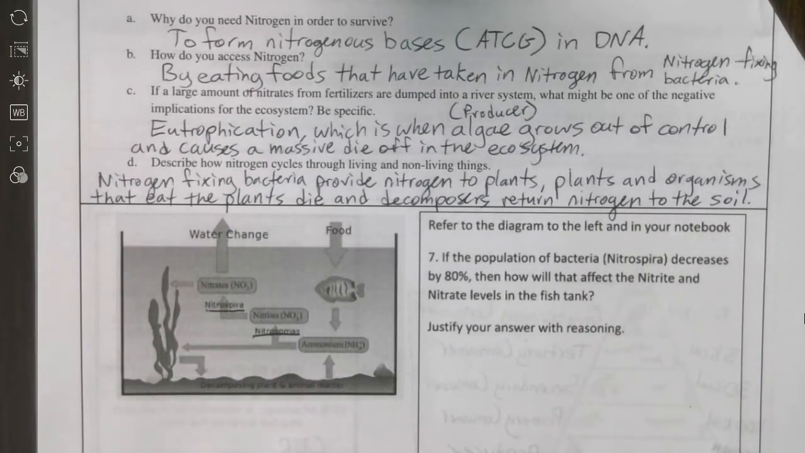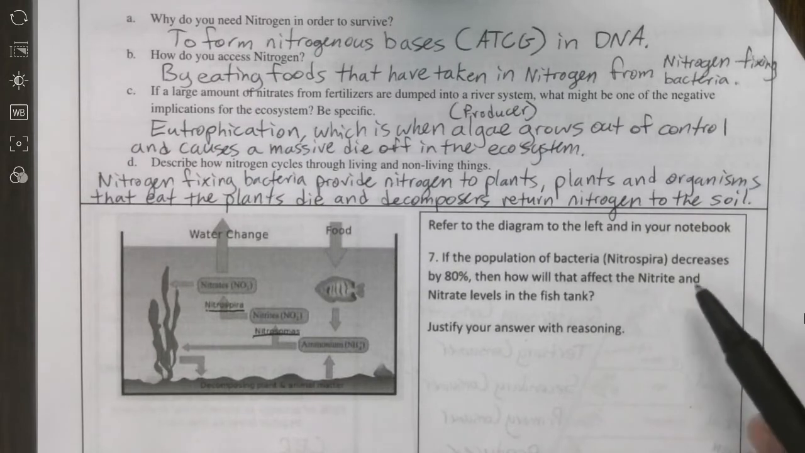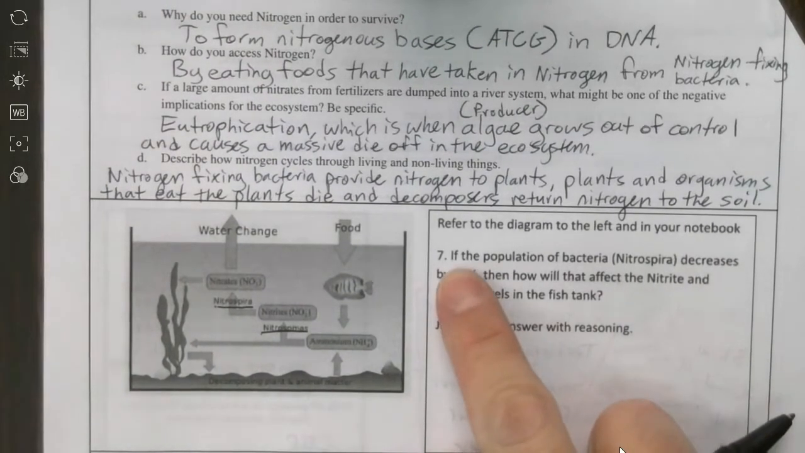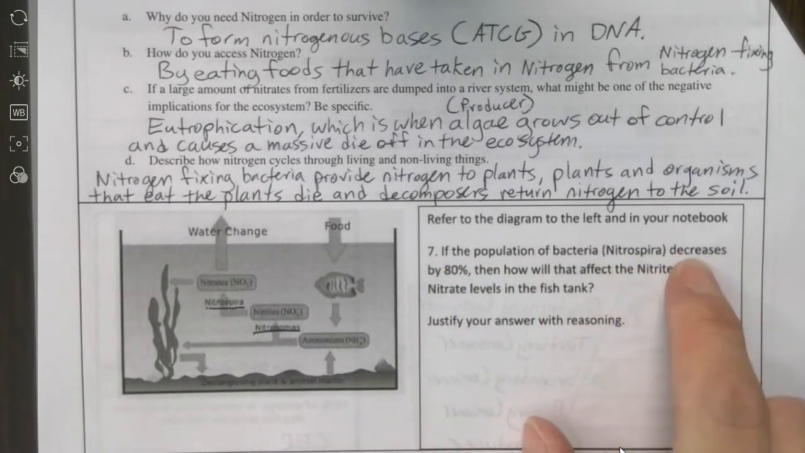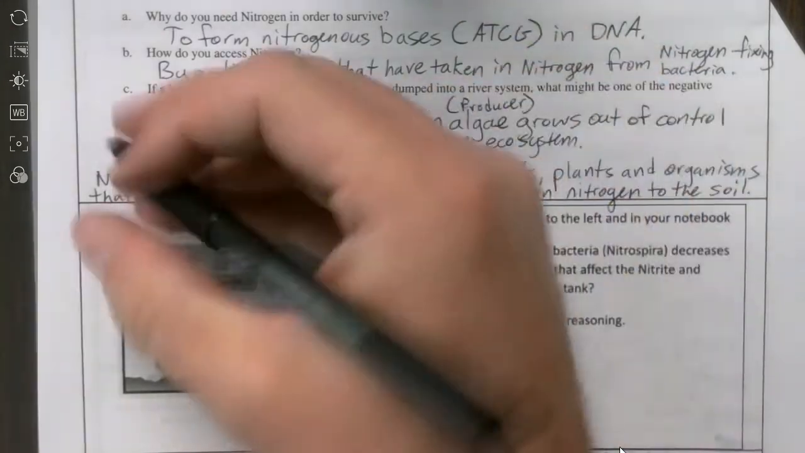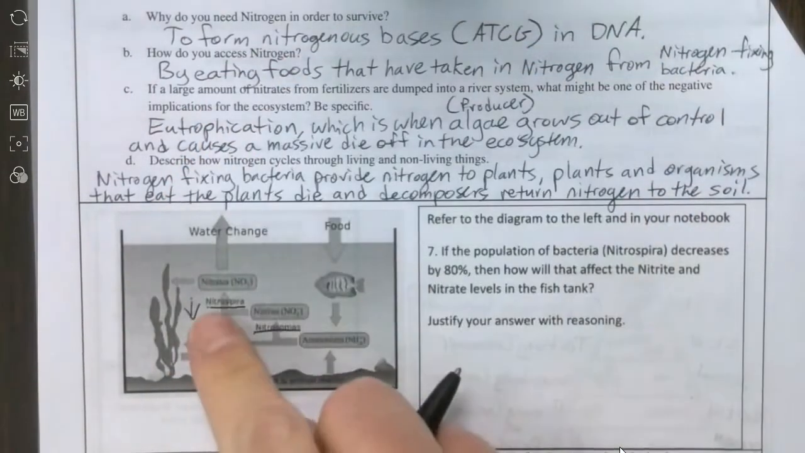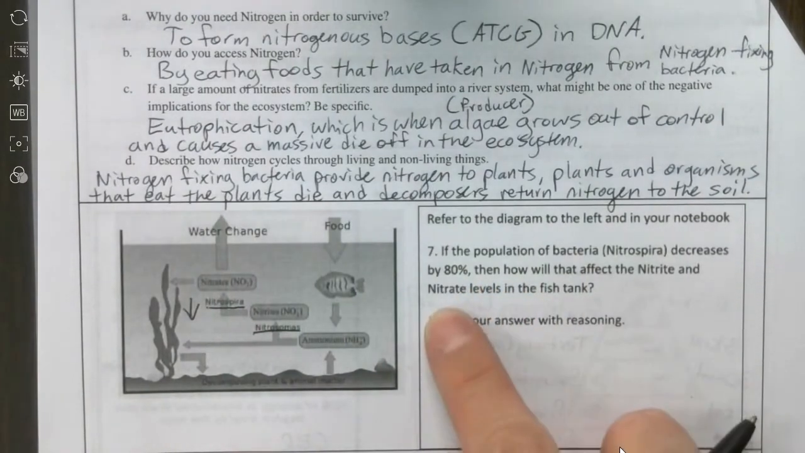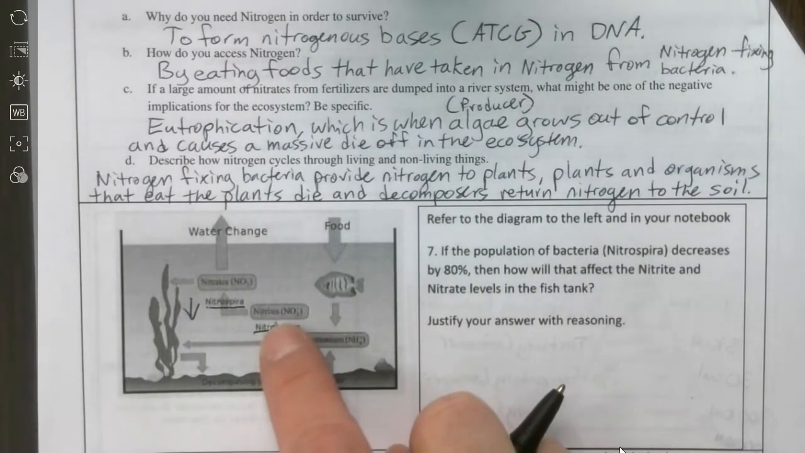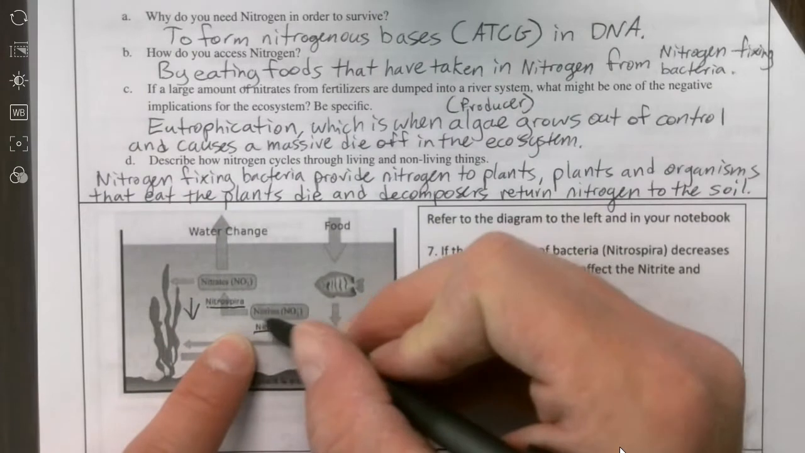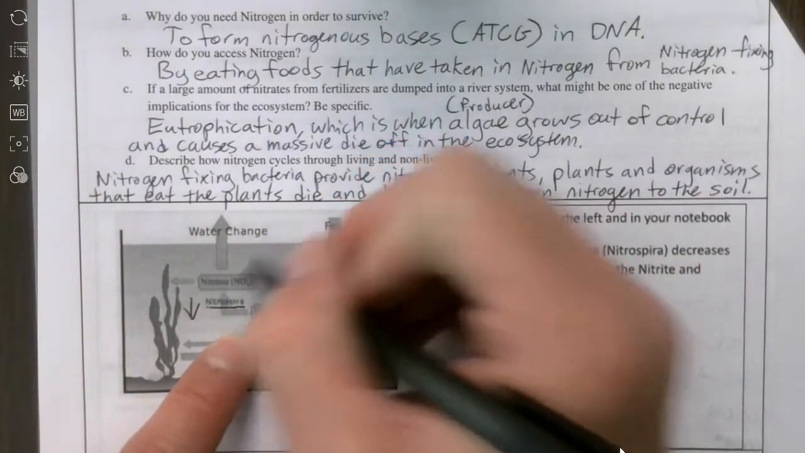Mystery of the green fish tank activity. Okay. So if the population of bacteria, Nitrospira, decreases by 80%, so the Nitrospira population is going down, then how will this affect the nitrite and nitrate levels in the fish tank? So if we think about this here, I know it's probably difficult for you guys to see on the screen, but these are our nitrites and these are our nitrates.